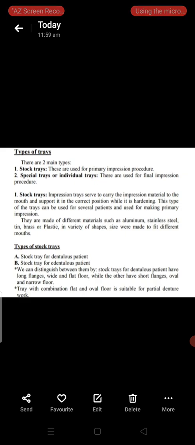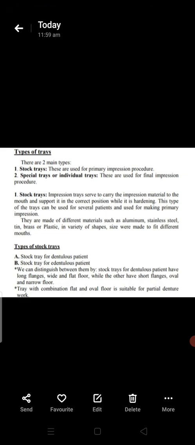At the start of impression making, we first check the tray against the patient's arch, whether a small, medium or large tray fits. Any tray which fits the arch, we will select. It may be small, medium or large. This is the stock tray. Next is the special tray or individual tray. Why is it called an individual tray? Because this tray is made only for that patient. It is special for that patient. They are known as special trays or individual trays, also known as custom trays.